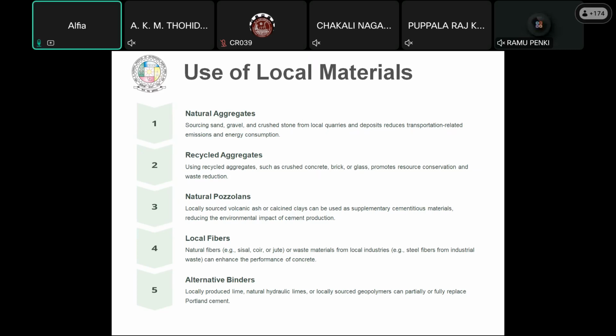Another thing, if we can use recycled aggregates, that are the byproduct of construction waste or industry, that again reduces the overall carbon consumption in the concrete production process. Then there is the availability of local fibers, which can be natural fibers or fibers from local industries. It will enhance the performance of the concrete in terms of strength and durability.